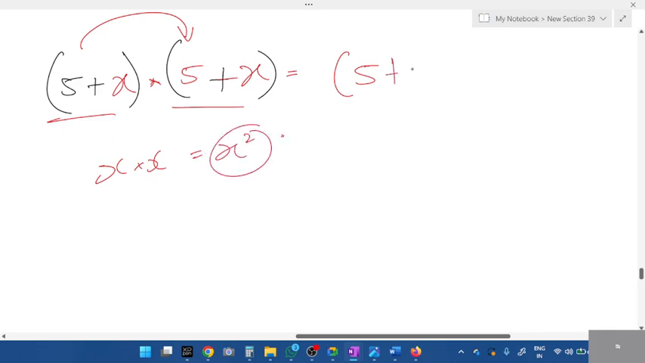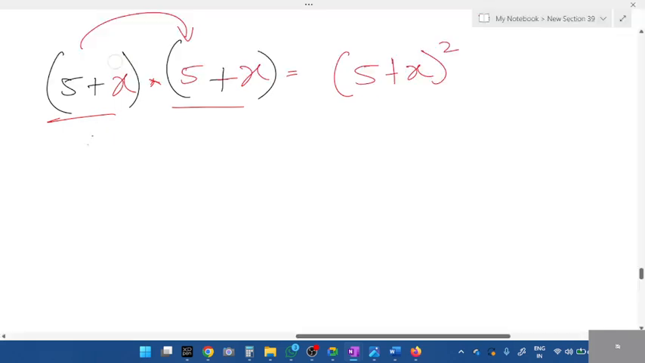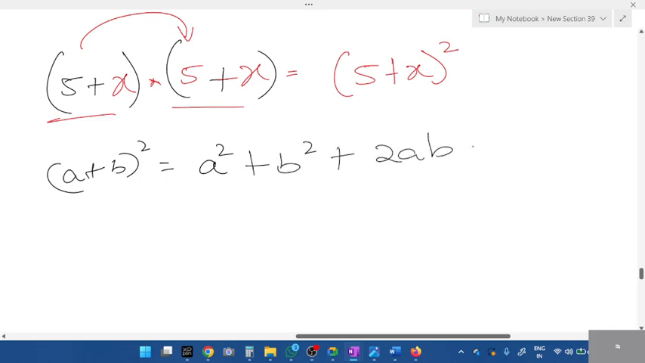In the same way, if I multiply twice, I can write it like this: 5 plus x the whole square. How to solve this? For this, there are formulas: a plus b the whole square, a minus b the whole square. What is a plus b the whole square? Do you all know the formula? a square plus b square plus 2ab. Next, a minus b the whole square: a square plus b square minus 2ab.